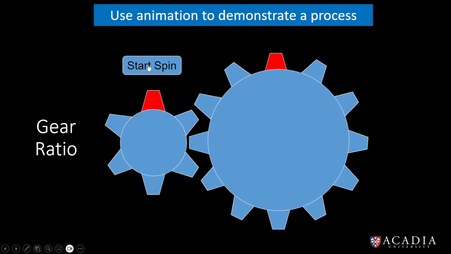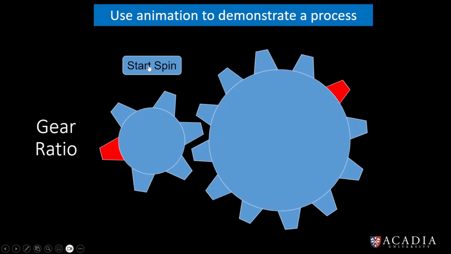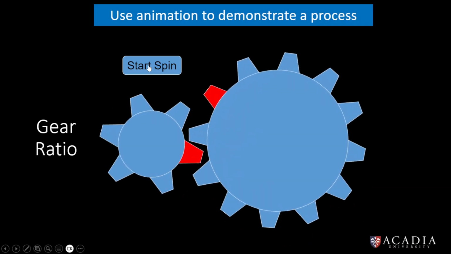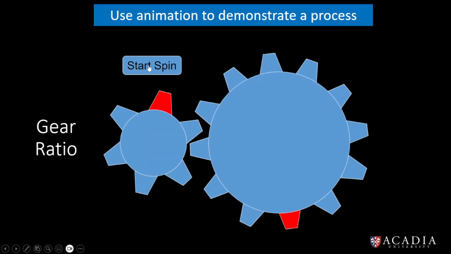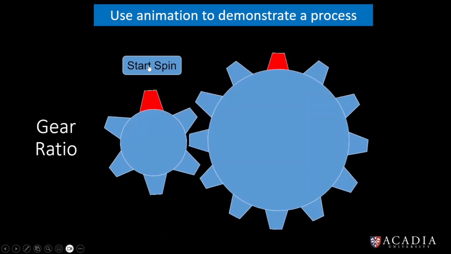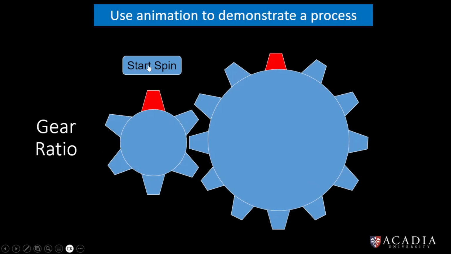When I click Start Spin, we can see that the small cog goes around twice for every time the large cog goes around, because it has half as many teeth. It's a pretty basic thing, but it was a question somebody had. They asked how that works. It seemed reasonable to me, I understood it, but I wanted to see if I could create something that would actually demonstrate the gear ratio effect. And again, you have control.